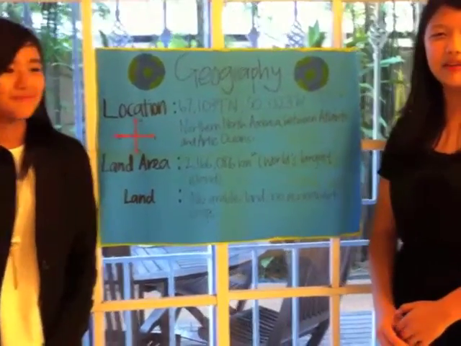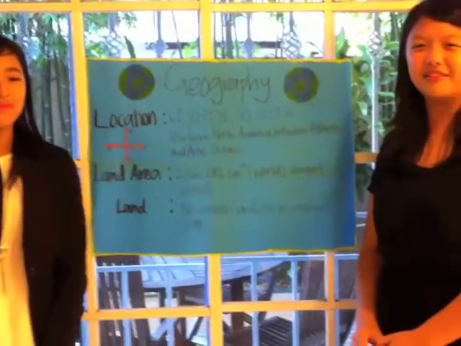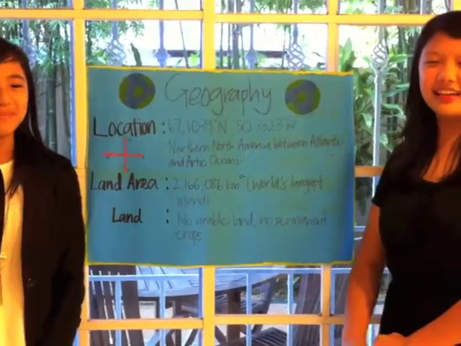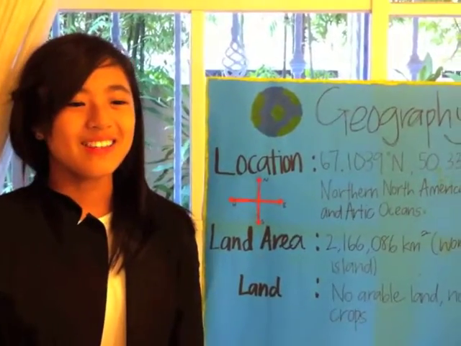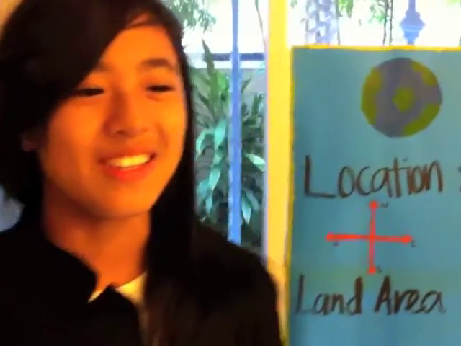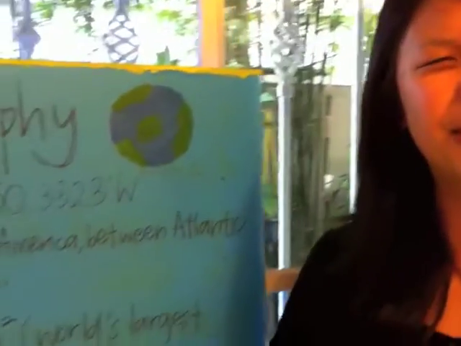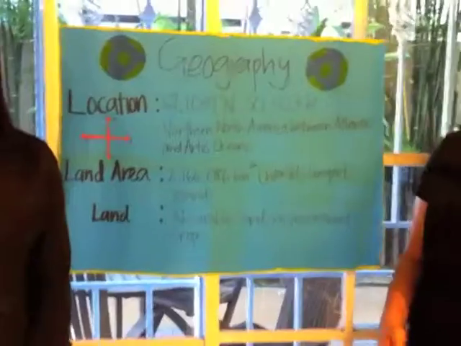It is at 67.1039 degrees north and 50.3323 degrees west. It is near the north of North America and is in between the Arctic and Atlantic Ocean. Its land area is around 2,166,086 square kilometers. It is 404,783,953 football fields wide. And it is the world's largest island.